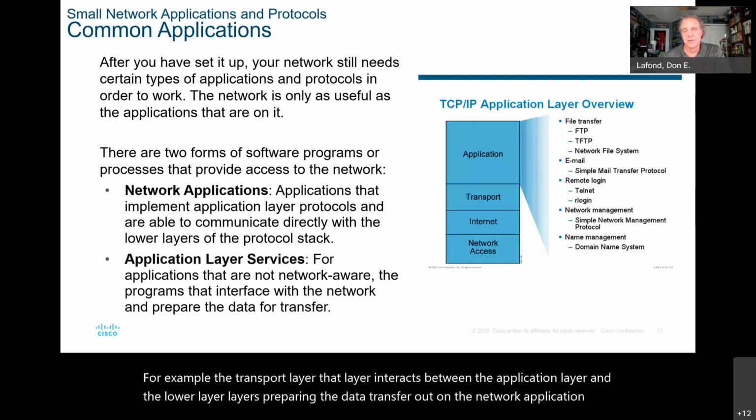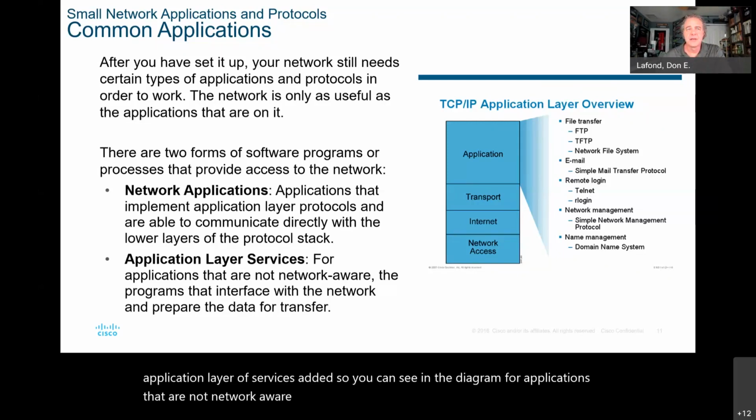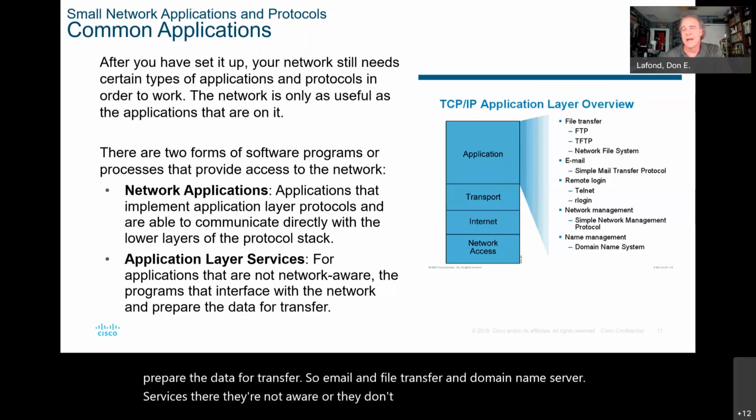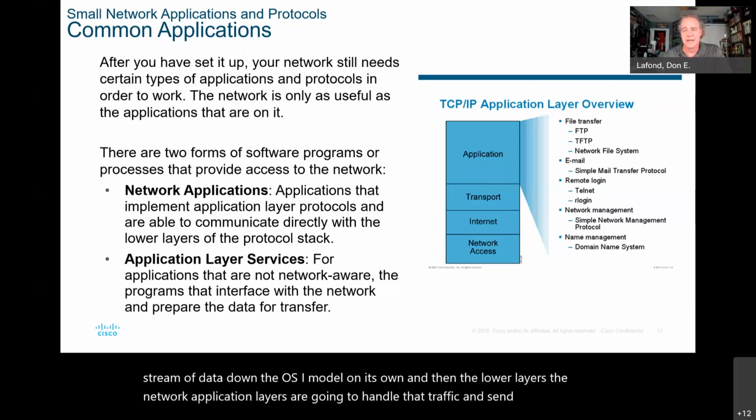Application layer services, as you can see in the diagram, are for applications that are not network aware, the programs that interface with the network and prepare the data for transfer. So email, file transfer and domain name services: the application itself doesn't care about the network being ready to transmit the data. It's going to try to send the stream of data down the OSI model on its own, and then the lower layers are going to handle that traffic and send it lower, down to the physical layer and out.